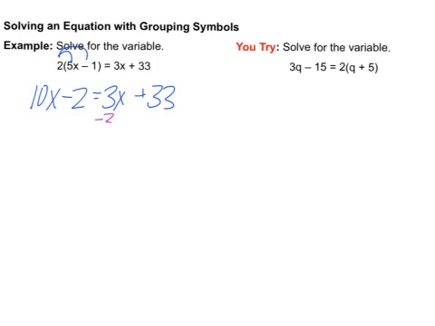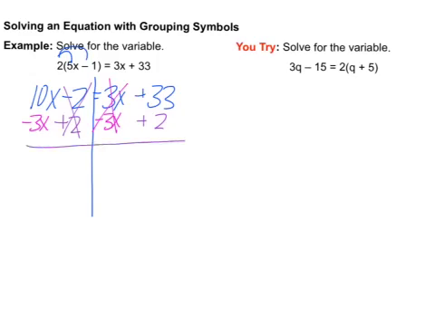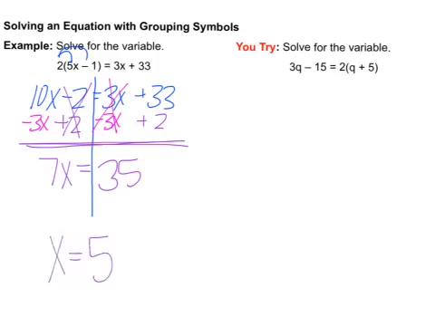So I'm going to minus 3x from both sides. Remember, we have this line down the middle. And I'm going to switch colors, and so if I got rid of the 3x over here, I need to put all the constants over on that side. I'm going to add 2 to both sides right away also, and make it all in one step. And then I'm going to end up with 7x equals 35. Then we need to solve, and we'll get x equals 5.